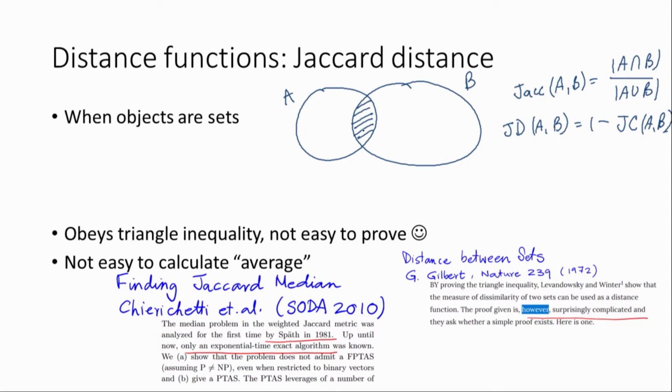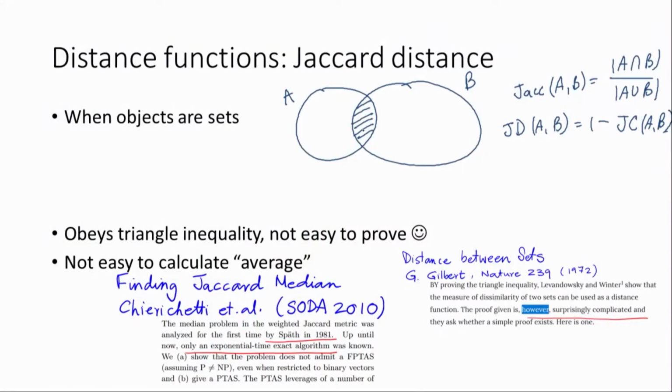Now let us go through our motions again. This is non-negative. It's 1 minus the Jaccard coefficient, which is between 0 and 1 because the size of the intersection is never more than the size of the union. So it's not negative. Symmetric and so on is easy. Triangle inequality: that is not easy to prove. Very strangely, this is a fun exercise.